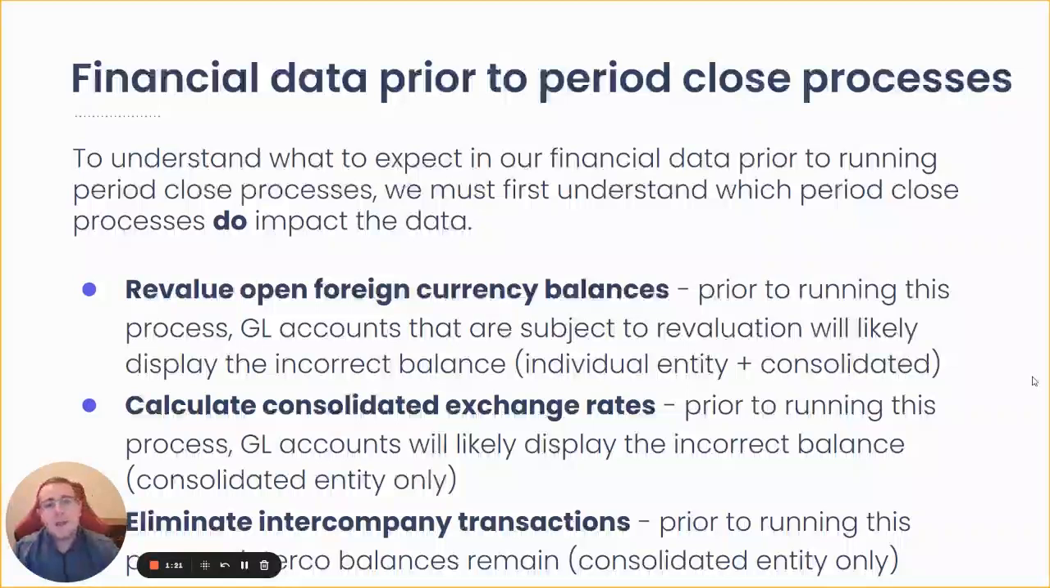The third task is the elimination of intercompany transactions. So if you have not run this process for the current accounting period, when you run your financial reports, you should expect to see a number of intercompany balances outstanding because they have not yet been eliminated using the period close checklist. Let's take a closer look at the financial statements.